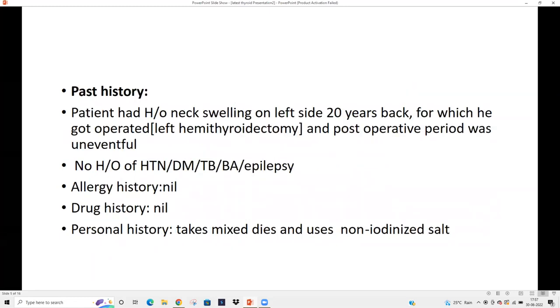So past history, patient had history of neck swelling on the left side 20 years back, for which he got operated, left hemithyroidectomy done, and the post-operative period was uneventful. There is no history of hypertension, diabetes, tuberculosis, bronchial asthma, epilepsy, allergy. There is no allergy history and drug history.